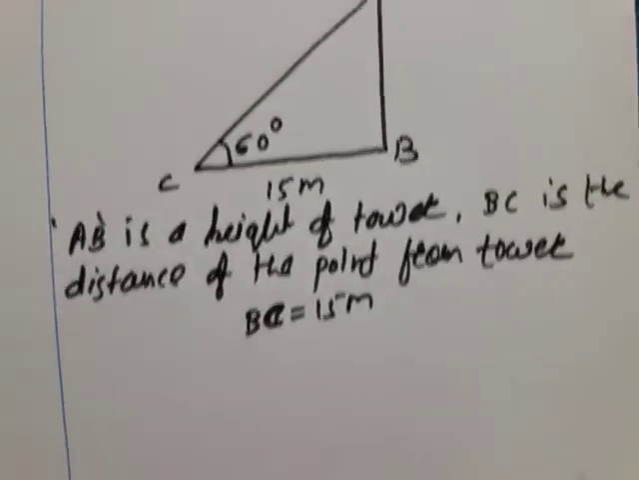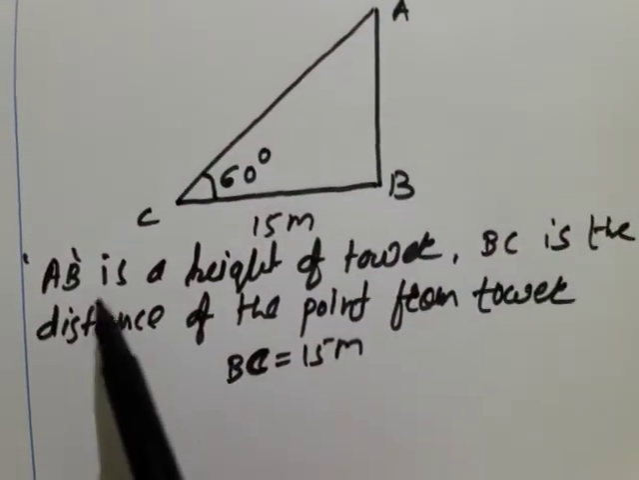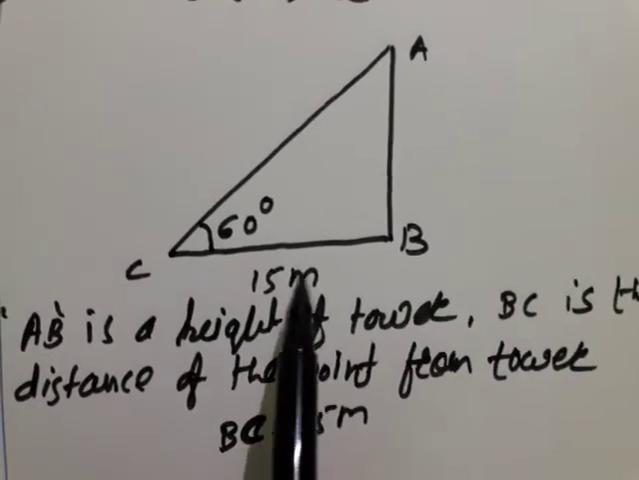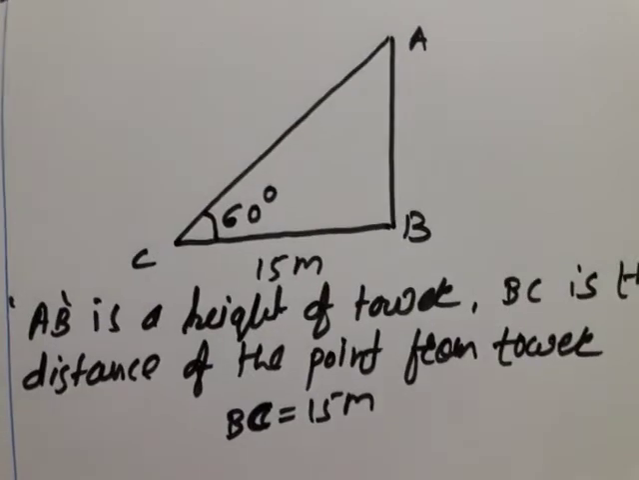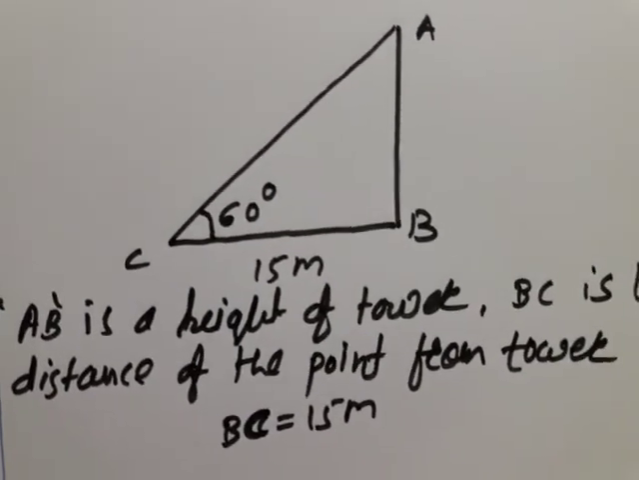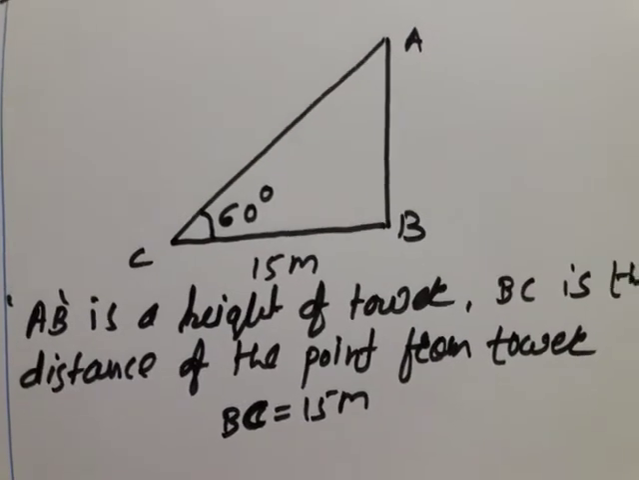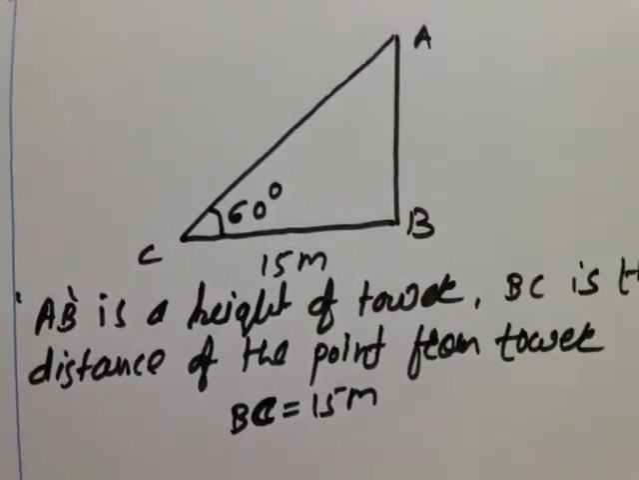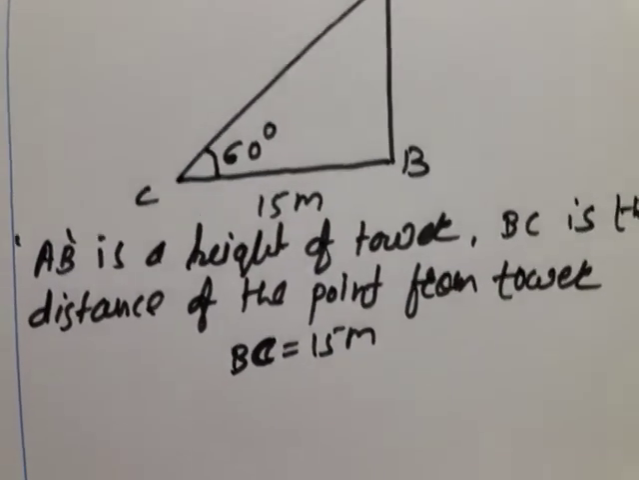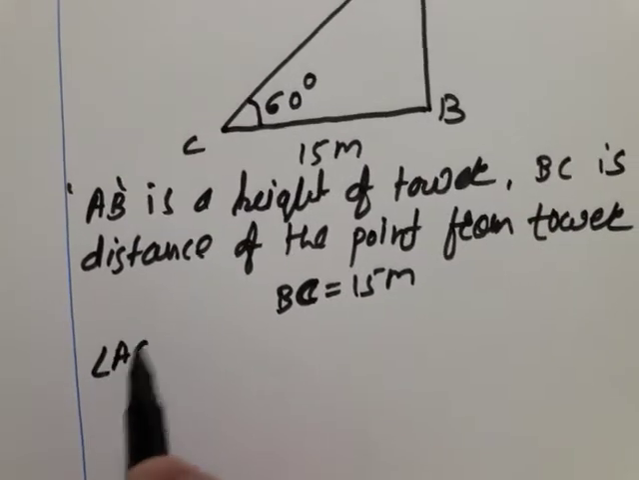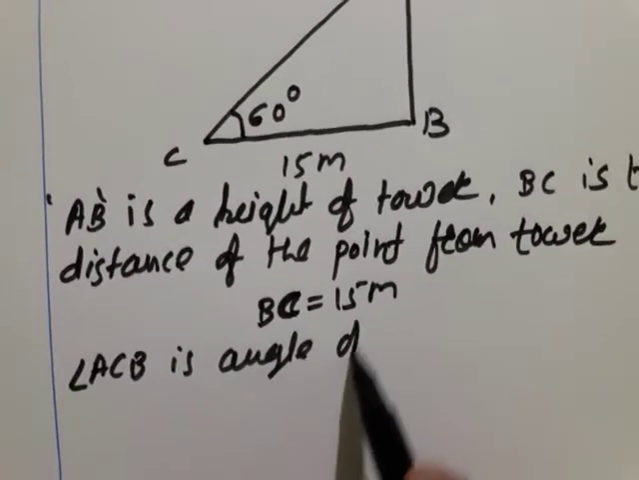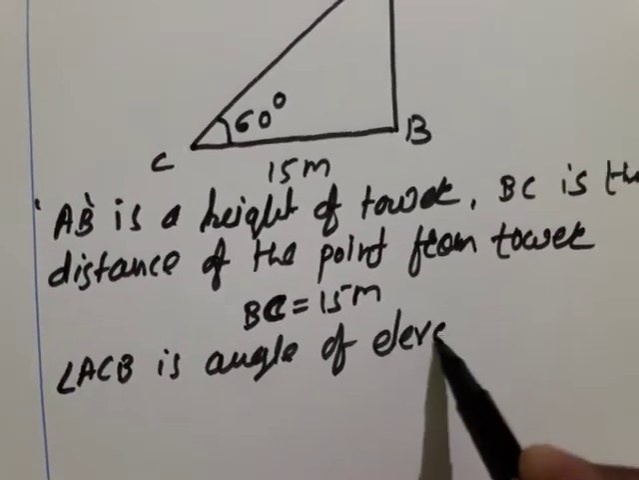Now we want to find out AB, means the height of the tower. To find the height of the tower, we have to use this angle and this given distance. If you see carefully, angle C is considered over here. Here angle ACB. Which angle? ACB is nothing but the angle of elevation. Then the angle of elevation is also given here. That also we will mention here. ACB is the angle of elevation.